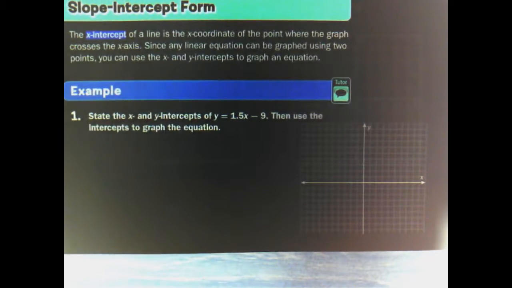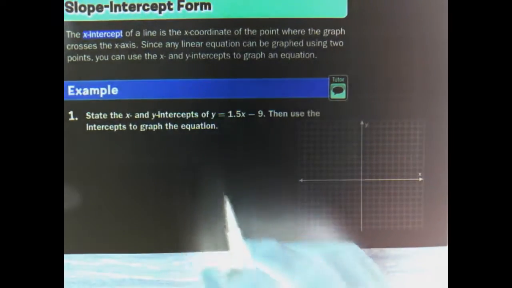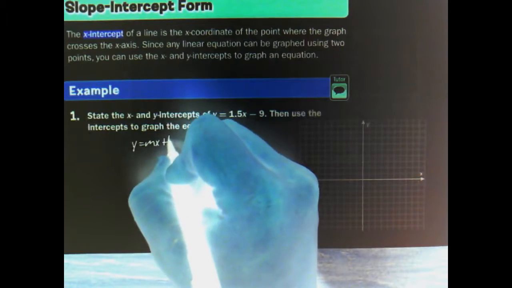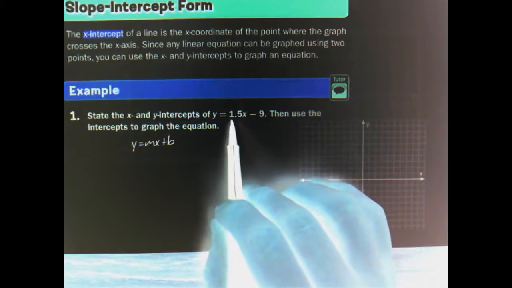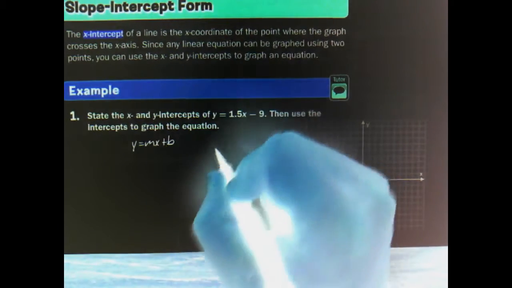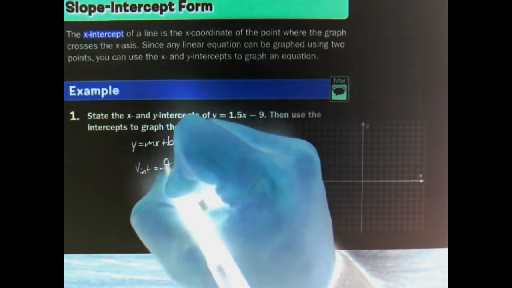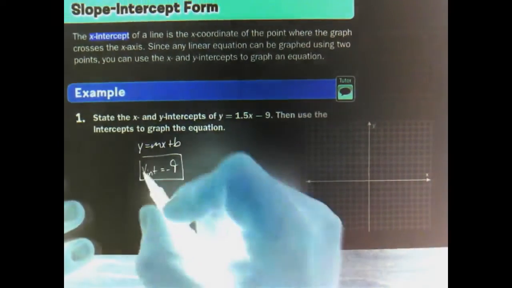It says state the x and y intercepts of y equals 1.5x minus 9, then use the intercepts to graph the equation. The first important thing to realize is that this equation is written in slope-intercept form, which is y equals mx plus b. So I know right away my slope is 1.5, and my y-intercept, which is b, is negative 9. I know that just by looking at it, and that's half of my first answer.